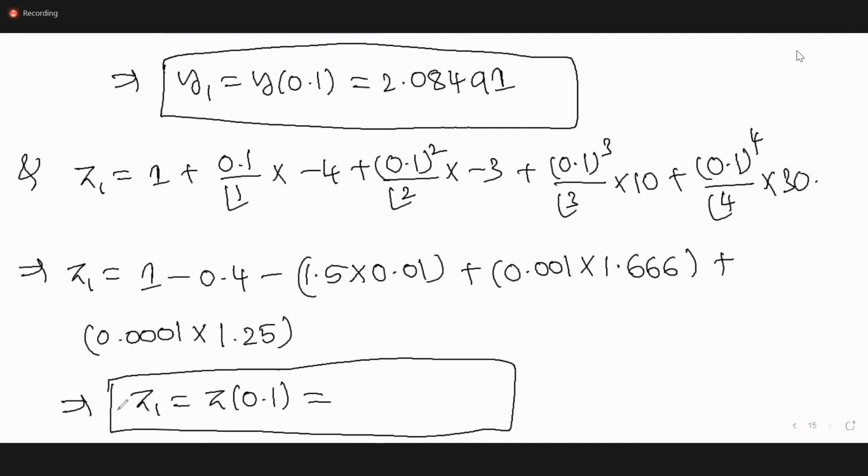0.586785. Okay. So are these two values nearer to Picard's values? Picard's method values. Yes, nearer, sir. So these two values are nearer to Picard's values, y of 0.1 and z of 0.1.